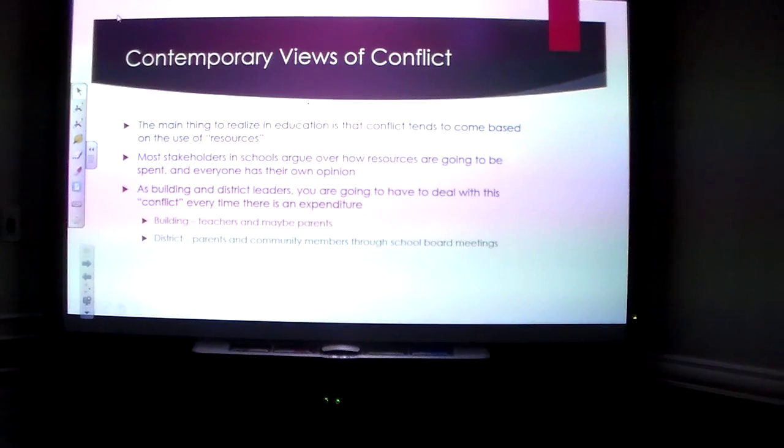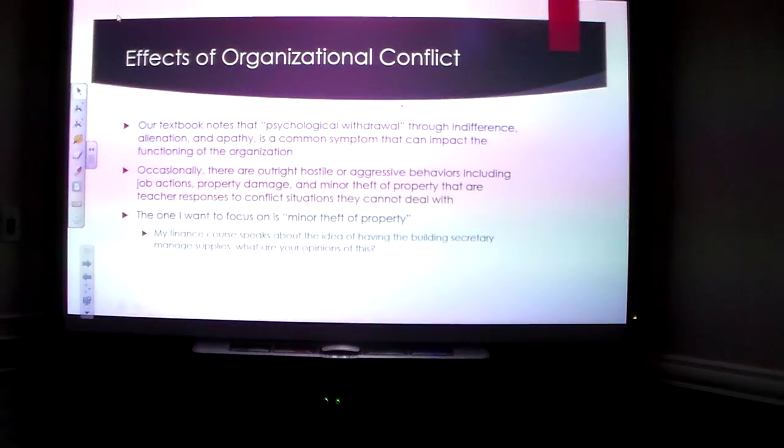So we might have a conflict if there was an expenditure issue over that. In the district, it's normally parents and community members through school board meetings. They'll express their views, they'll go to the board meeting because they think their voice can be heard. And a lot of people are on the school board for reasons more or less that they just want power. So if you know that and you go into it thinking that, I think that's important.